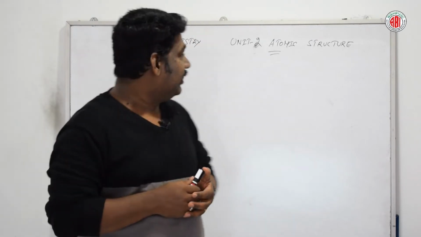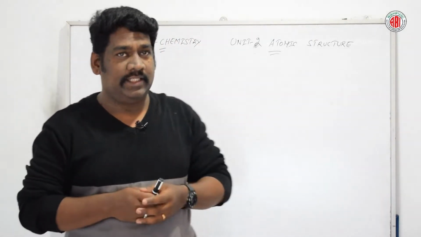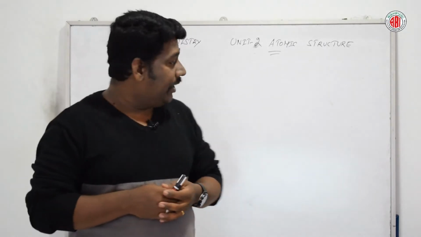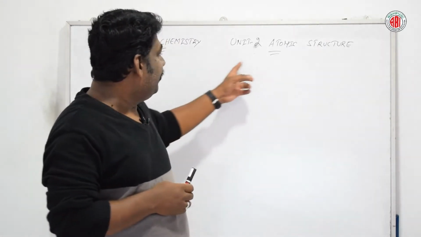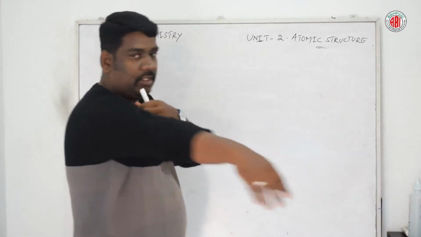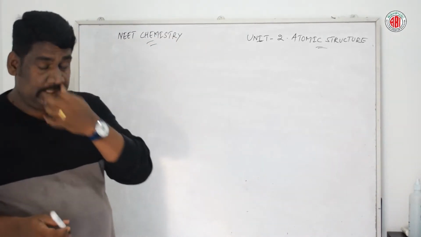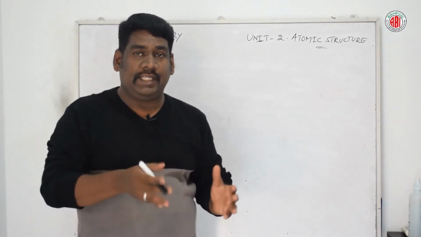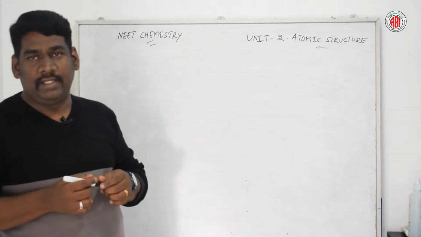Based on that, we are discussing NEET chemistry and NEET biology. And in that category, today we are going to discuss NEET chemistry Unit 2, atomic structure, in detail. Let's start. Now let us talk about the permitted combinations of n, l and ml or mr.